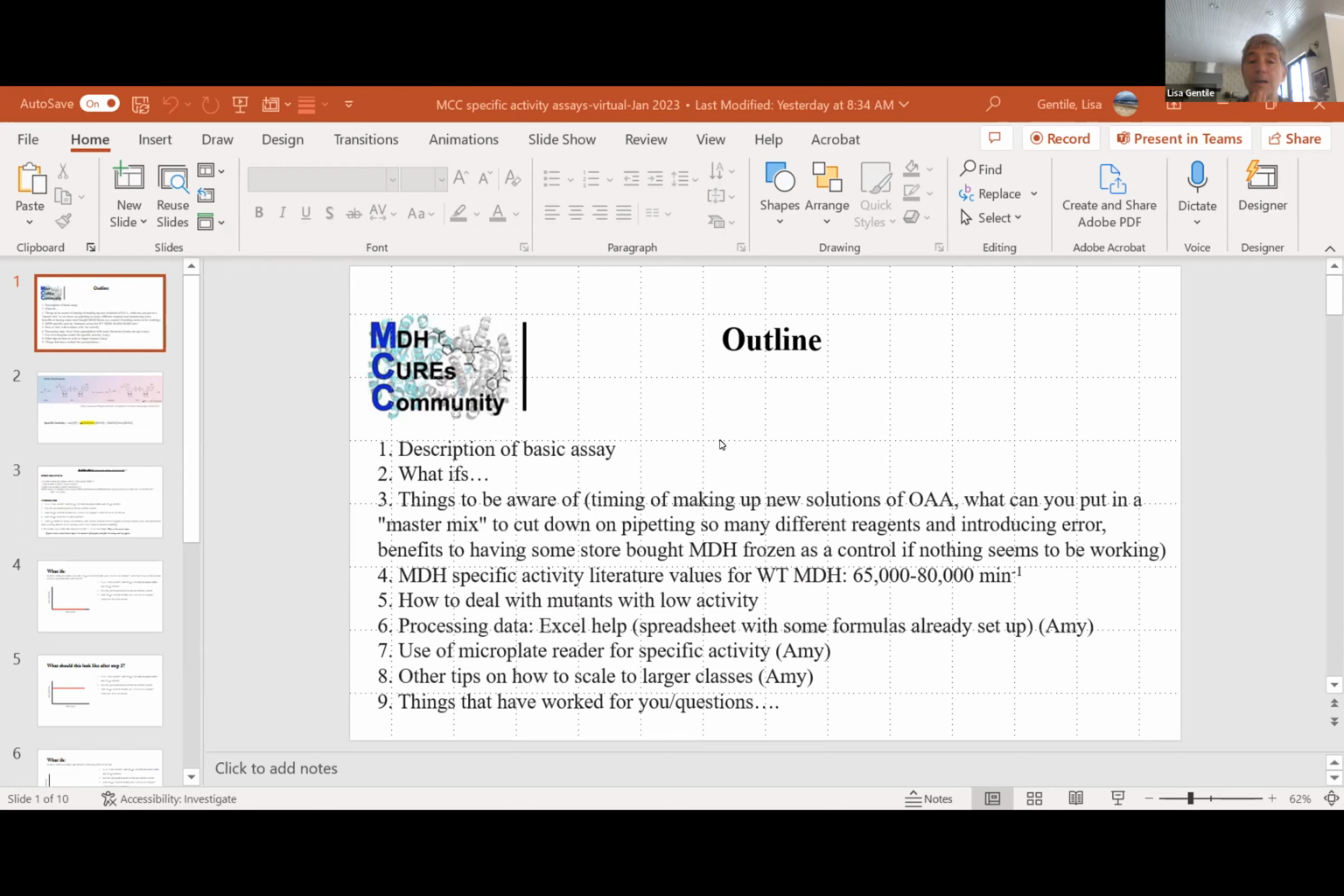Amy's going to talk about processing data. So there's some mathematical manipulations involved getting from the data that you're going to get on your UV vis spec to specific activity. And depending upon how you want to spend your time in class and depending upon what level class you're teaching, you may not necessarily care that students go through all of those steps in excruciating detail. And so populating some of those formulas in an Excel spreadsheet, Amy's going to talk about.